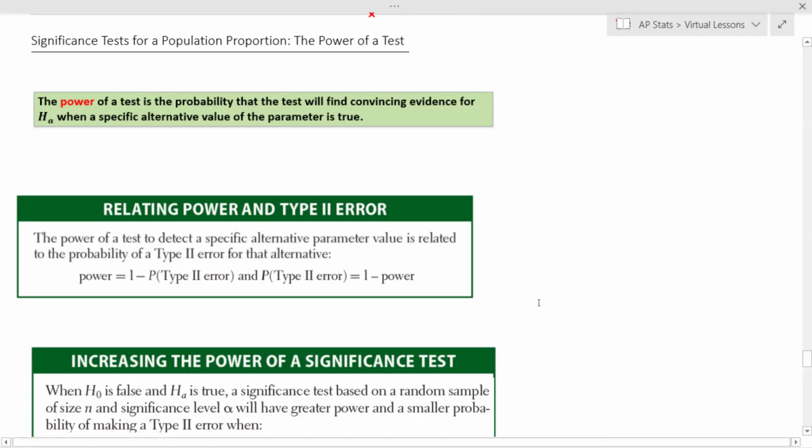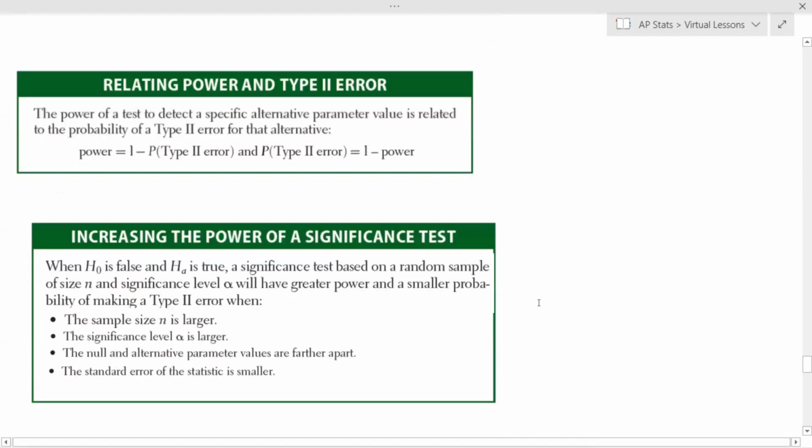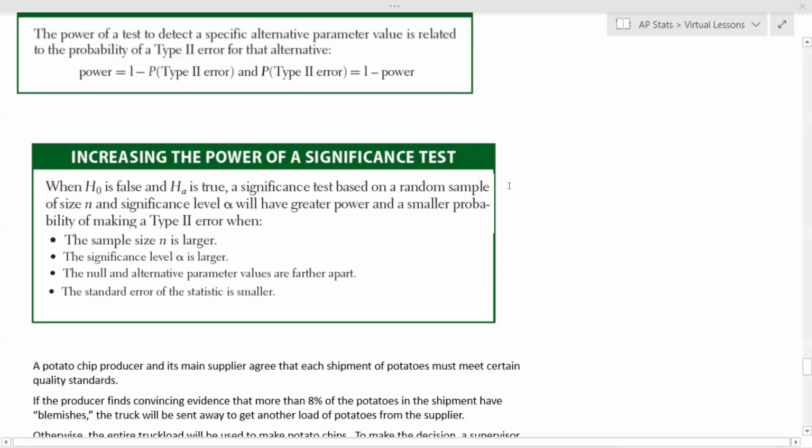Increasing the power of a significance test, we can do that in a number of ways. When the null is false and the alternative is true, a significance test based on a random sample of size n and significance level alpha will have greater power and a smaller probability of making a type 2 error when the sample size is larger, or the significance level alpha is larger, or the null and alternative parameter values are further apart, or the standard error of the statistic is smaller. Okay? So those are the four ways that we're going to talk about here.